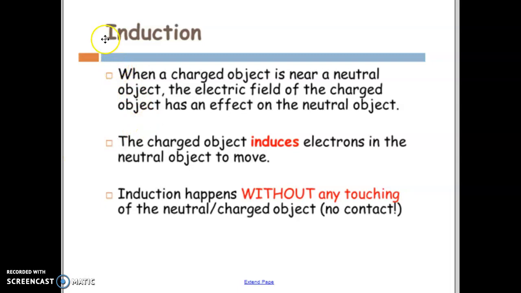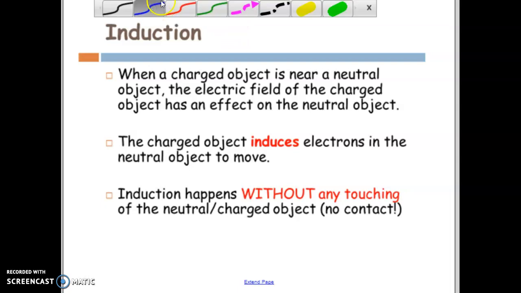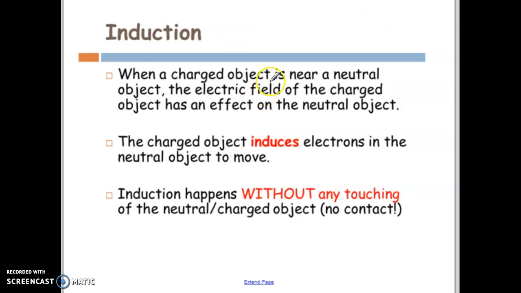Okay, so let's discuss what induction means in general. Induction is basically a way of causing electrons to move, okay? So it's like we're inducing the movement. So induction means basically you are forcing the movement of electrons, okay? So when we're talking about induction, we're typically looking at a charged object that is brought close or near a neutral object, okay?